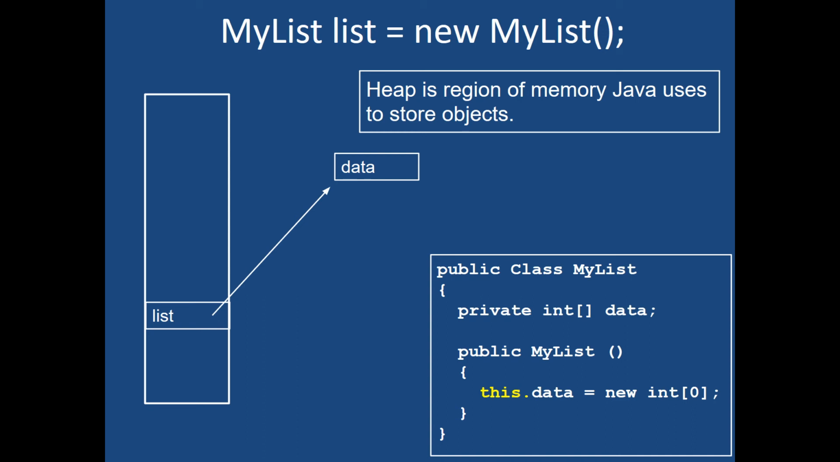To what will this refer? In that diagram right there, what will this point to? It's going to point to the object being constructed. Where is that in my diagram?